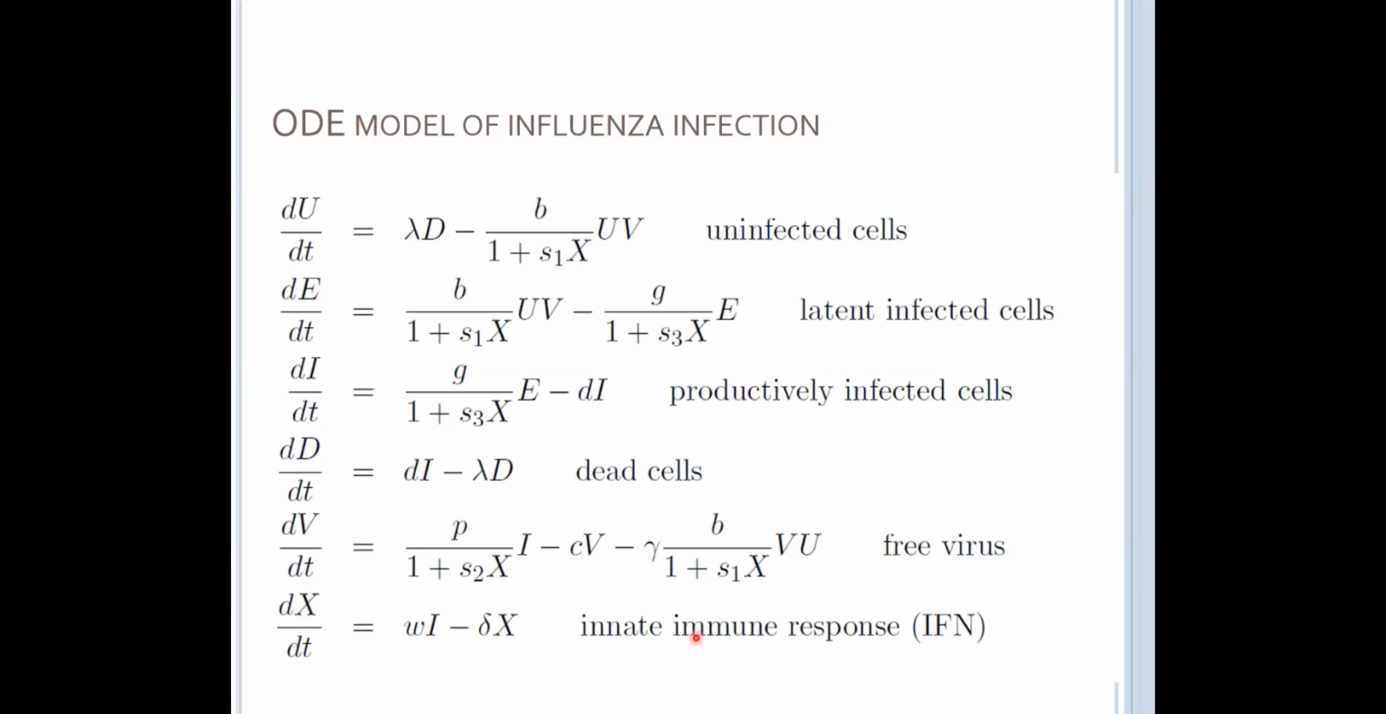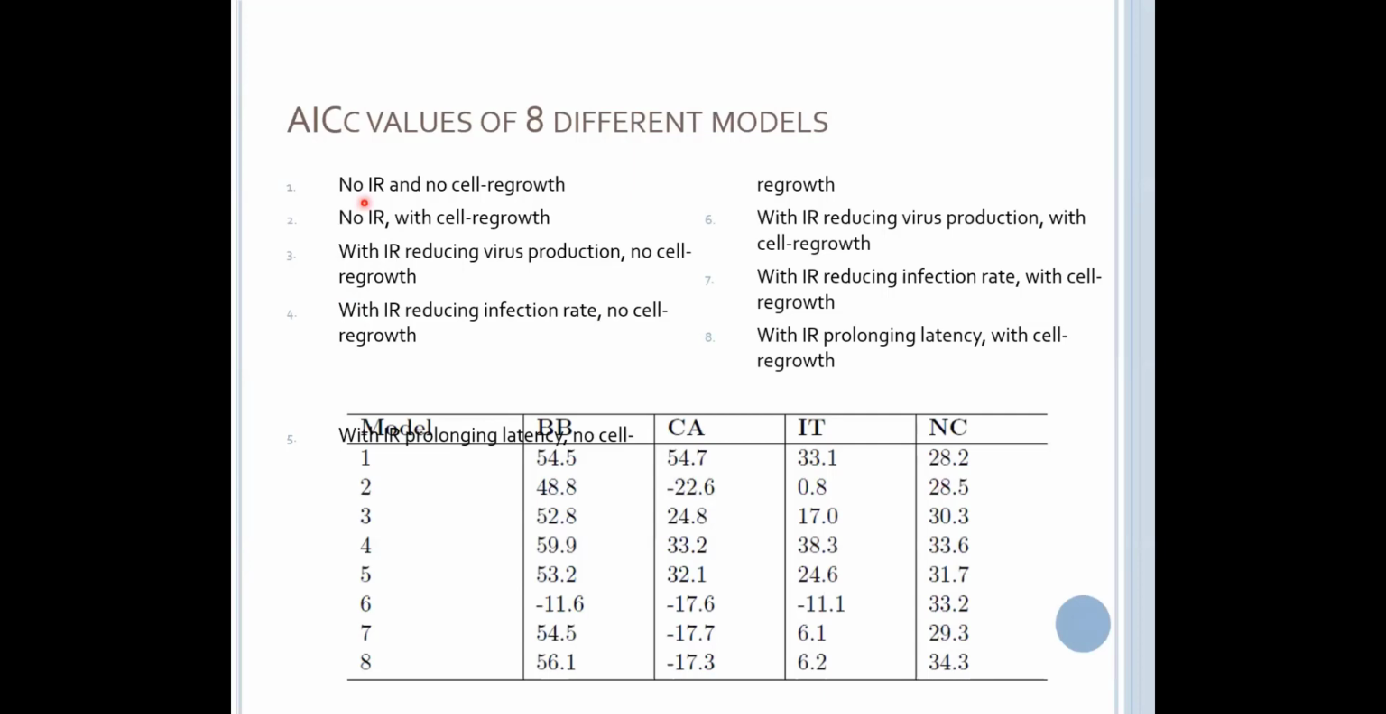And X can act in a couple places. It can act by reducing the number of productively infected cells, or it can act by reducing the amount of free virus that gets generated. And then we had other variations on these models where we had no cell regrowth, where we did have cell regrowth, with and without the immune response, with the immune response affecting either virus production or infection rate. And so these are the 8 models.